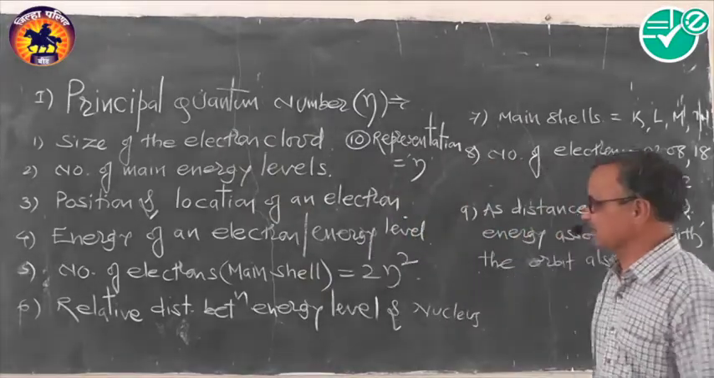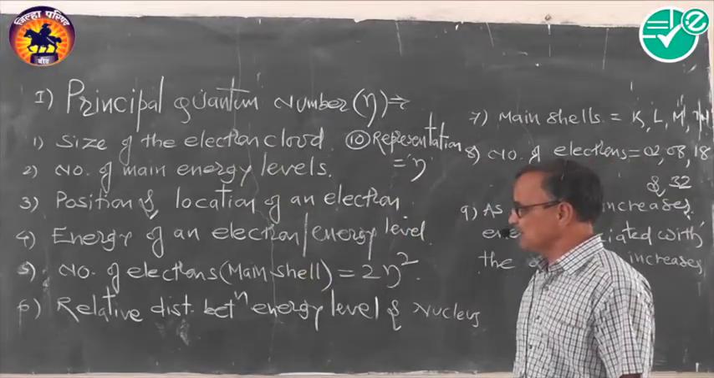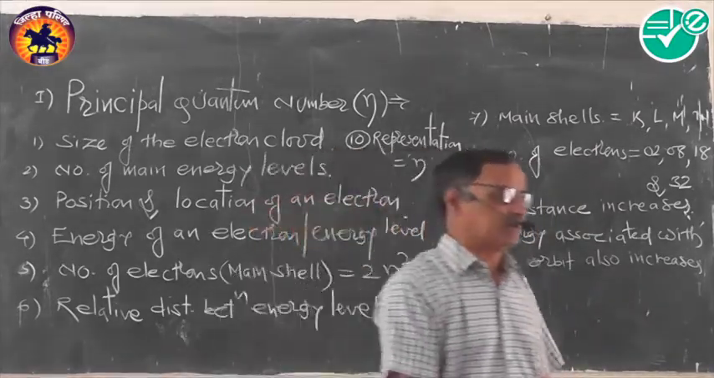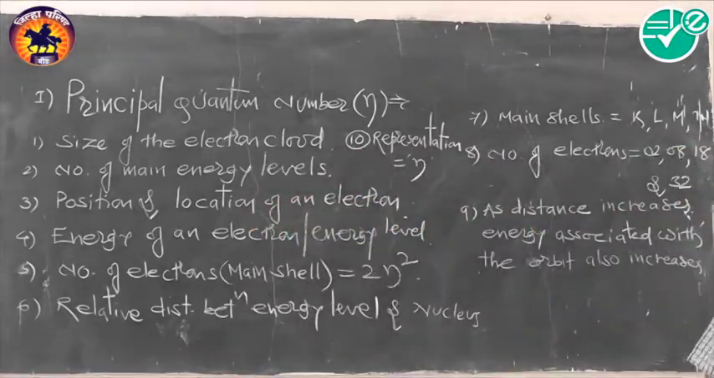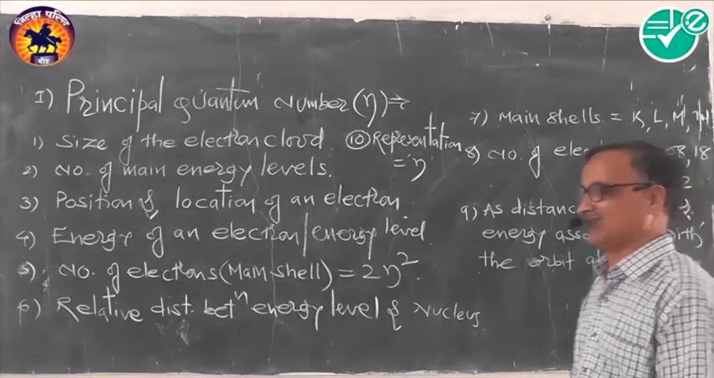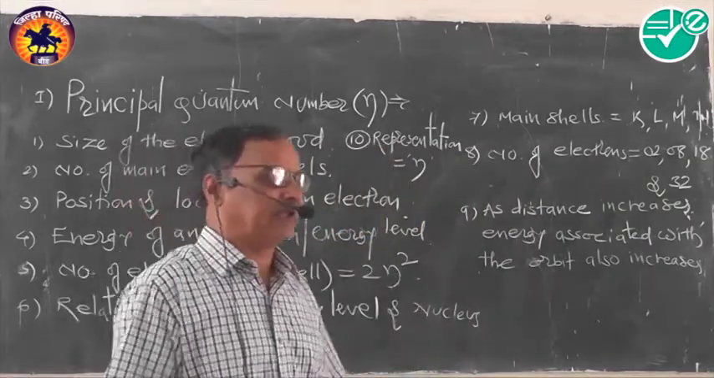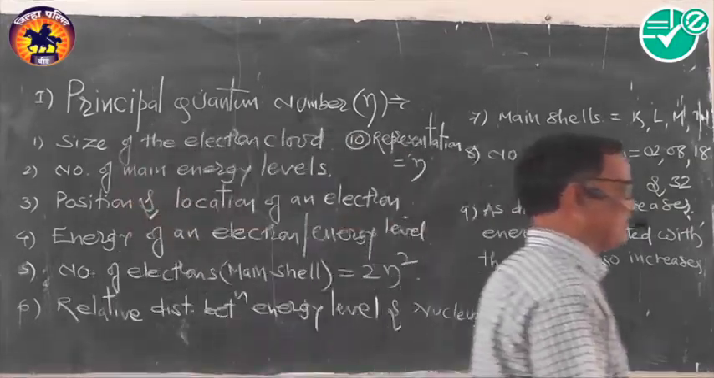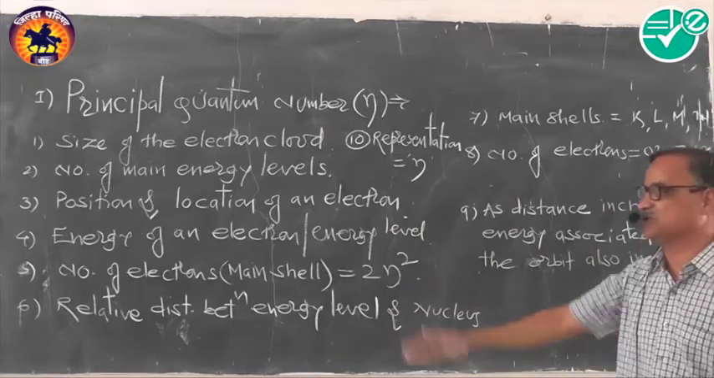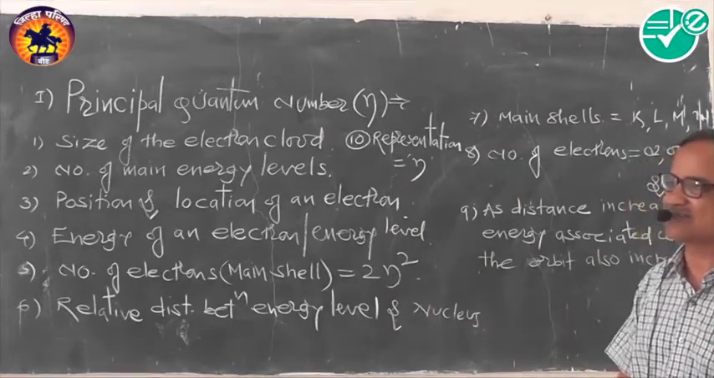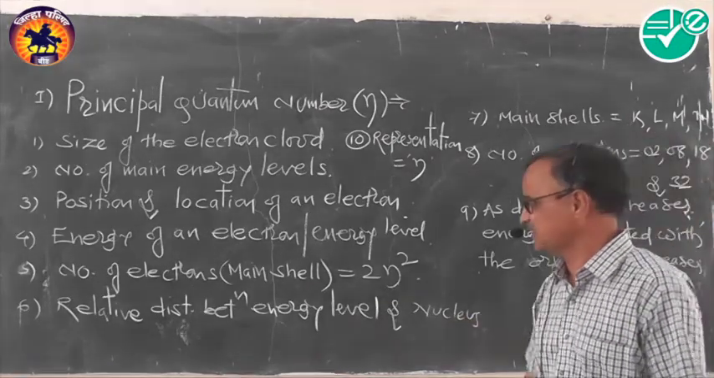The third special feature: the principal quantum number gives the exact position or exact location of an electron around the nucleus. So when we distribute the number of electrons according to the capacity of the main energy levels, it is very easy to determine the position of the last electron in the outermost orbit.